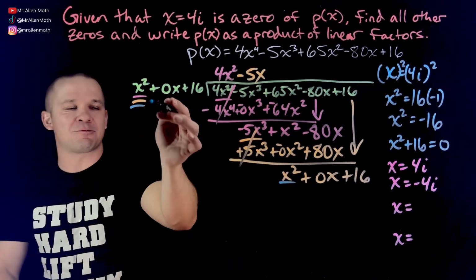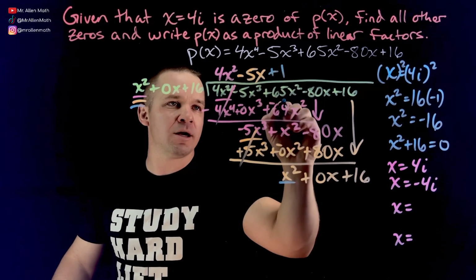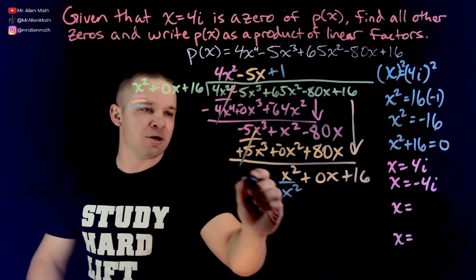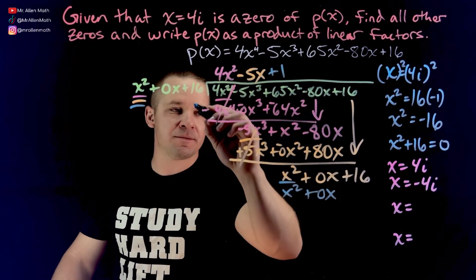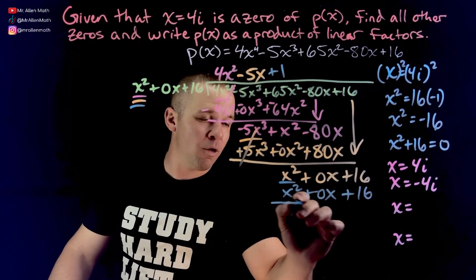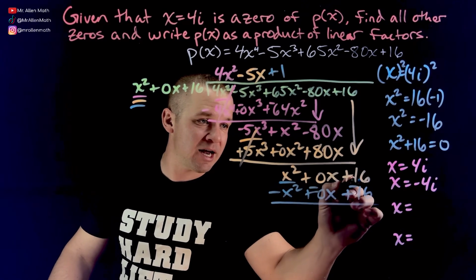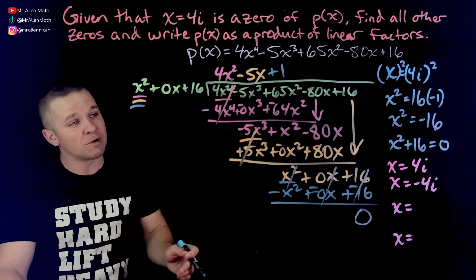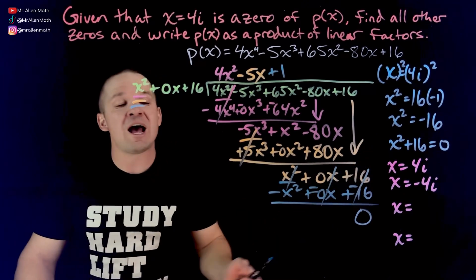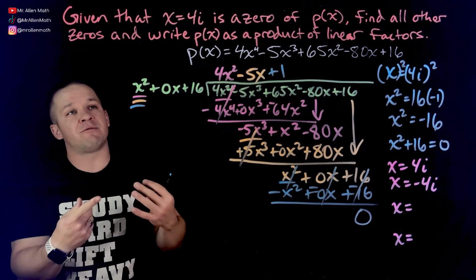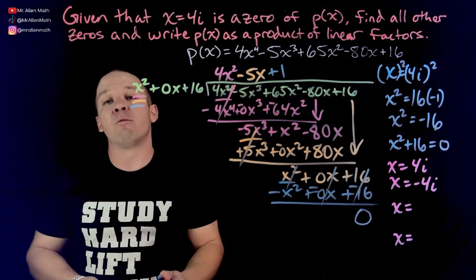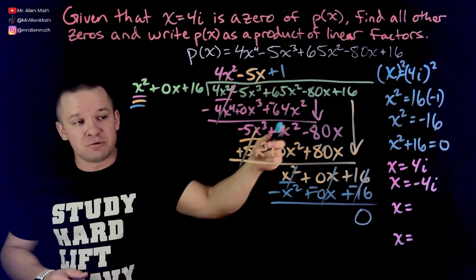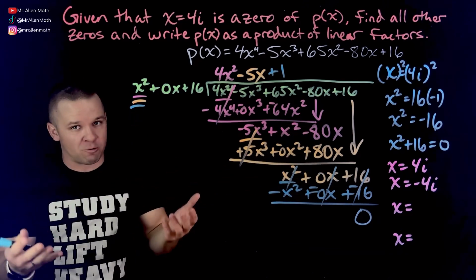X squared divided by x squared is positive 1. So 1 times x squared is just x squared. 1 times 0x is just 0x. And 1 times 16 is just 16. And one key point here, draw my line, change the sign, is that everything should cancel out at the end, leaving me with a remainder of 0, because we know x squared plus 16 can be divided out of this polynomial because it was created from two of my known zeros, 4i and negative 4i. So if you don't get 0 for your remainder, something went wrong, okay?